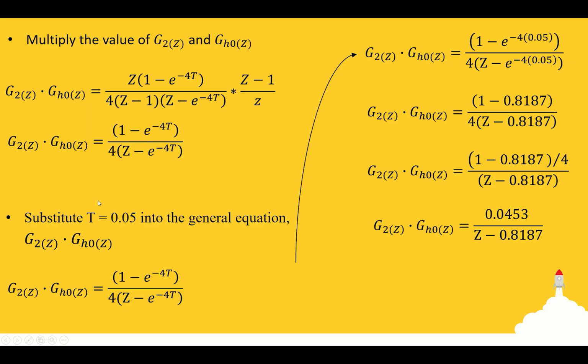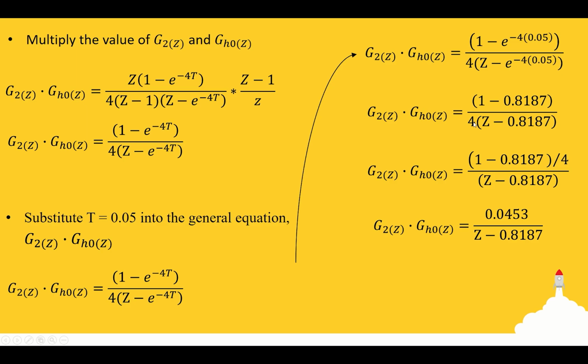After that, by using T is equal to 0.05, we replace the value T with 0.05. So you can see here, we replace A with 4 and T with 0.05. So here exponent negative 4 times 0.05 will become 0.8187. So 1 minus 0.8187 over 4 times Z minus 0.8187.